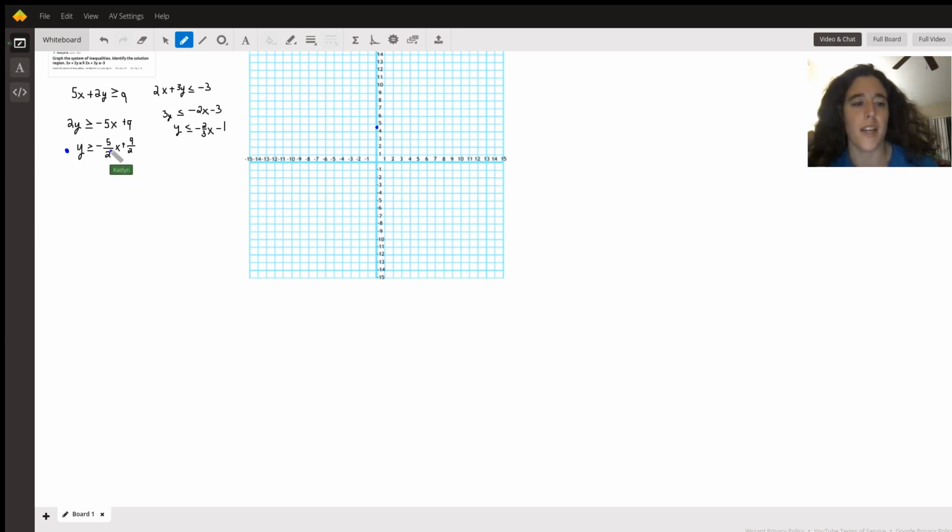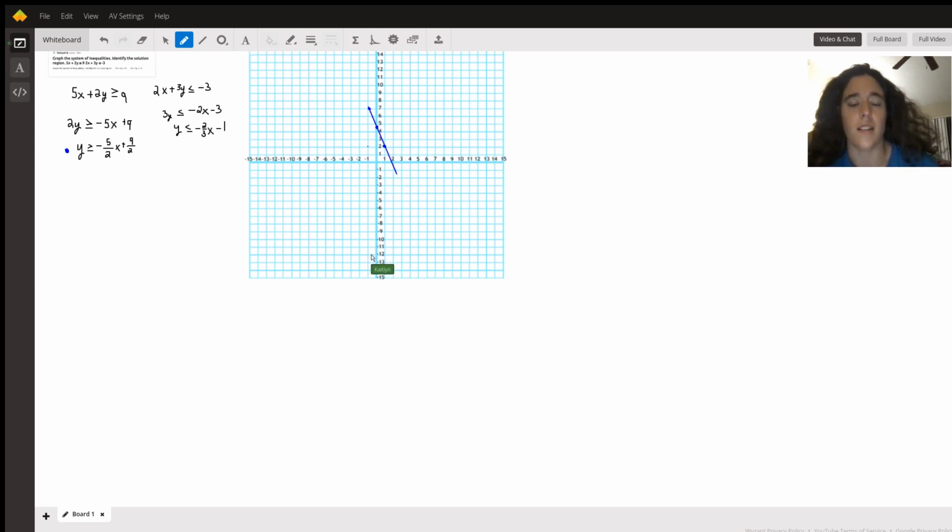Our slope is negative 5 over 2, which means we're going to move down 2.5 for every 1 that we move to the right, or up 2.5 for every 1 that we move to the left. So this is 1/2, and then 1, and then 2, to move 1 to the right. We'll do the same thing on the other side and move over 1 here. And we will draw a line connecting those points.